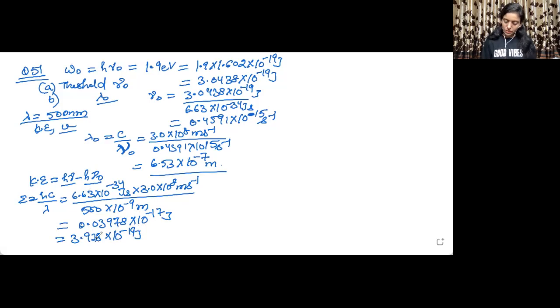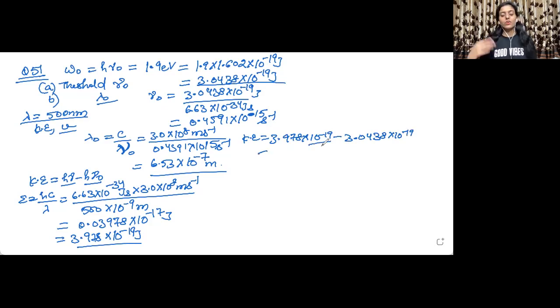We know now what is h nu. This is h nu. We know the value for h nu naught also. So kinetic energy will be equal to h nu minus h nu naught, that is 3.978 into 10 raised to the power minus 19 minus 3.0438 into 10 raised to the power minus 19. So now the work for us has become easier because both the powers are equal. When we subtract or add, we need to make the powers of 10 equal.